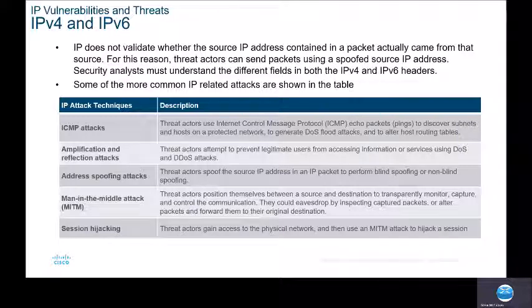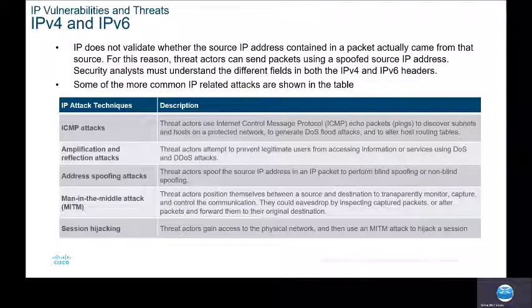So there are ICMP attacks, which of course is Internet Control Message Protocol. Echo pings are used to discover networks and hosts on the protected network. You can generate denial of service flood attacks, and you can also alter host routing tables. Amplification and reflection attacks: threat actors attempt to prevent legitimate users from accessing informational services using denial of service. Address spoofing is where threat actors spoof the source IP address in a packet to perform blind spoofing or non-blind spoofing.